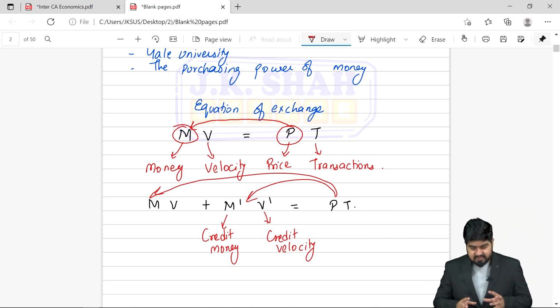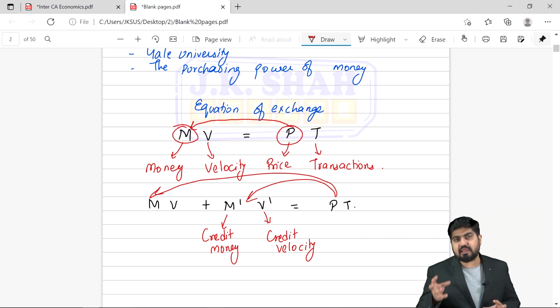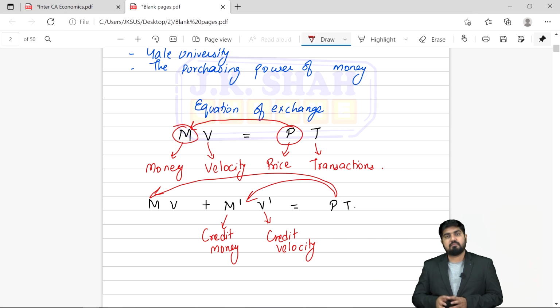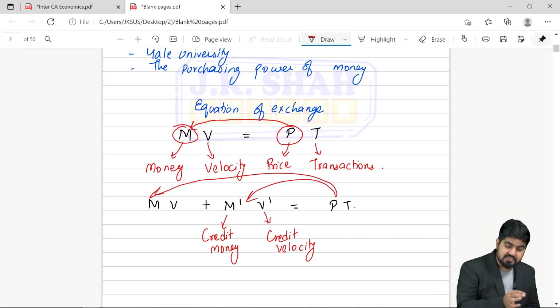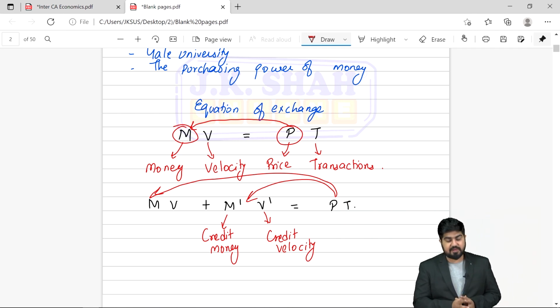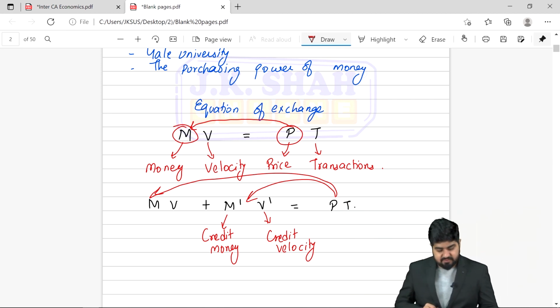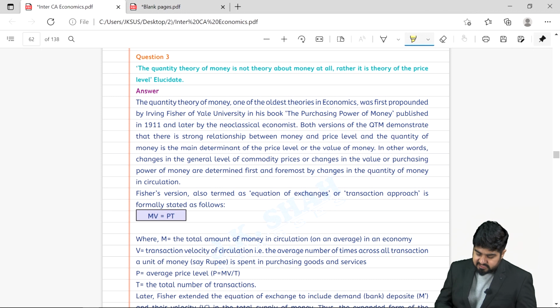So as and when credit is easily available in the market, what will happen, my friend? Because of that, the sellers will go on increasing the price. So price will be determined by money as well as the credit availability of money. Very clear in this? That completes our first theory. Let's have a look at it.